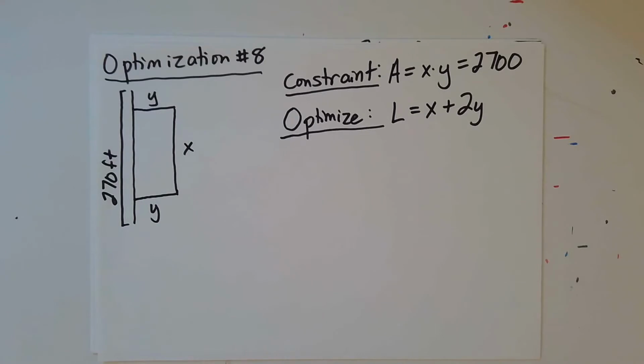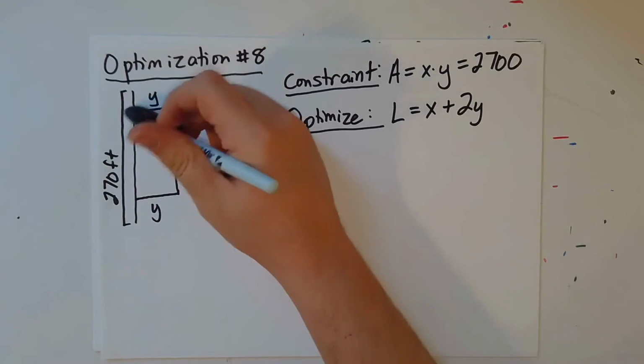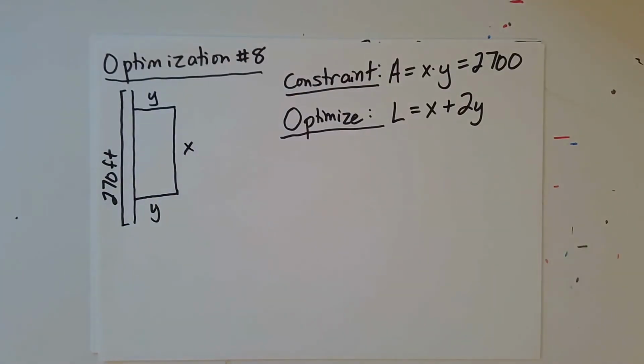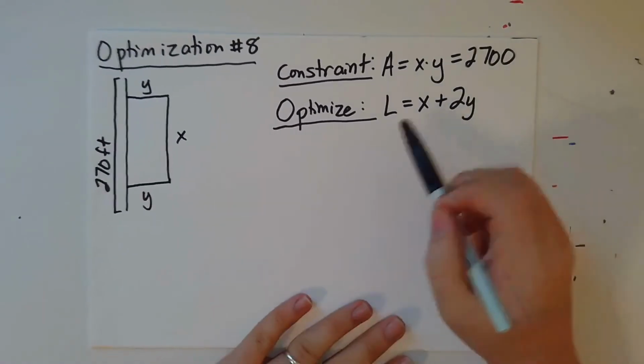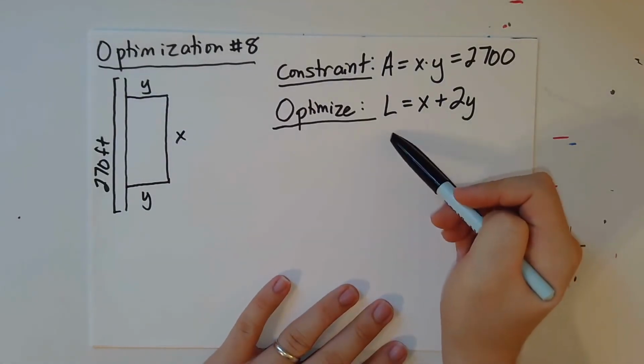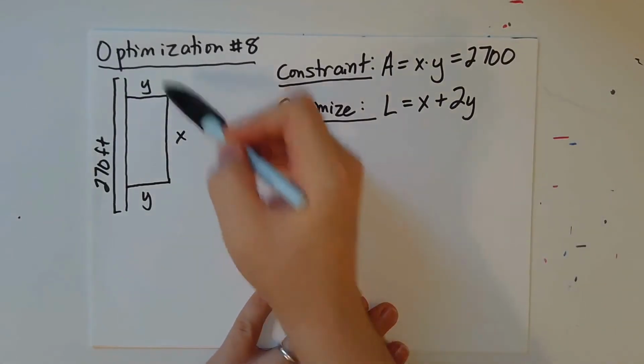It then goes on to say, let x and y be the dimensions of the enclosure where x is measured parallel to the building, and let L be the length of the fencing required for those dimensions. Okay, so here we go. There's x, there's y. X is parallel to the building. First it asks, find a formula for L. So all it's asking is, what is L in terms of x and y? Well, L is the amount of fencing, so L is x plus 2y.